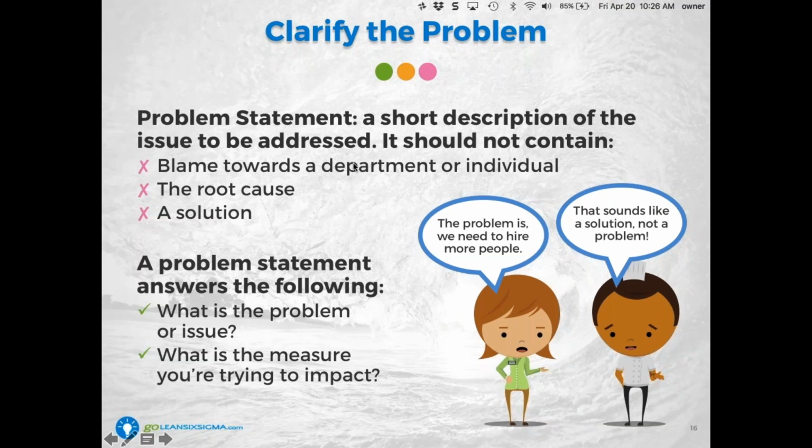I'll give you an example. This is an example from the Bahama Bistro. The problem is we need to hire more people. I mean, how often do you hear people say that? That's not a problem. That's a solution.